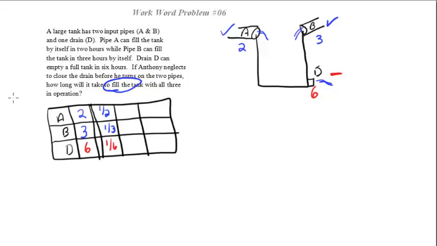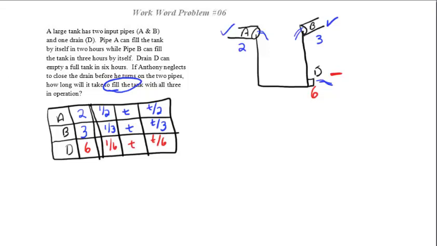Now, they're all working the same amount of time, regardless what kind of work they're doing. And we don't know their time, so that would be our variable. So A is going to work for time T, B is going to work for time T, and drain D is going to work for time T. Multiplying rate times time, as we normally do, to find the work. The work done by pipe A is T over 2. The work done by pipe B is T over 3. And the work done by drain D is T over 6.